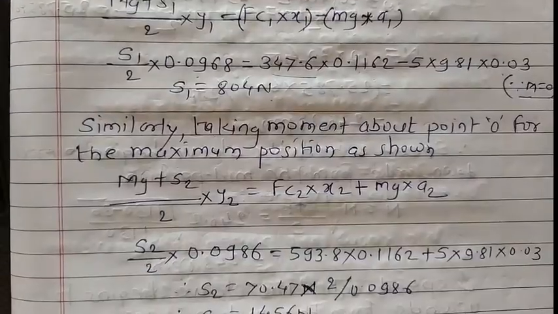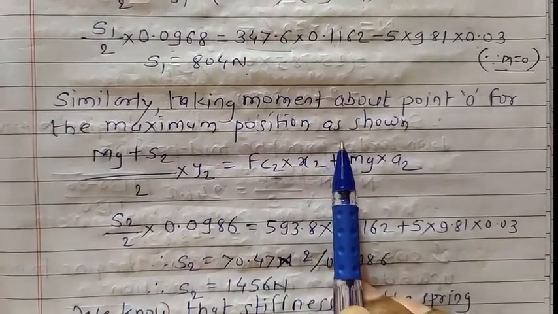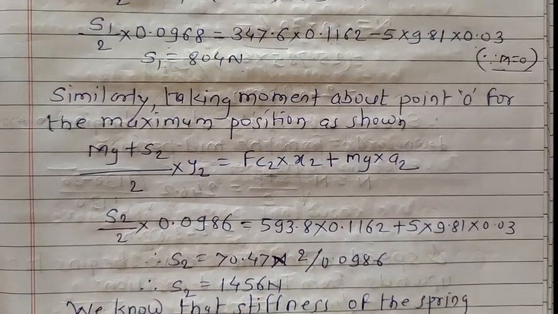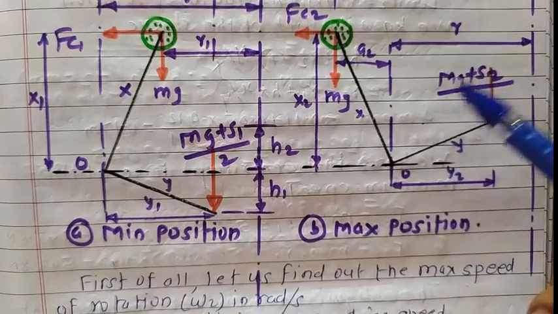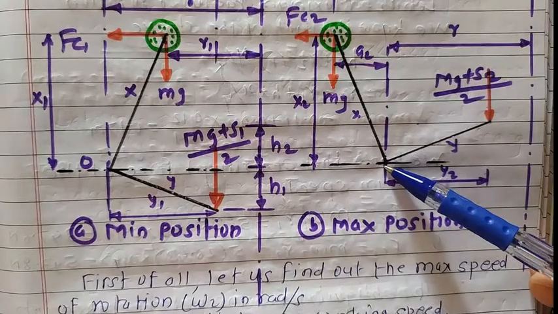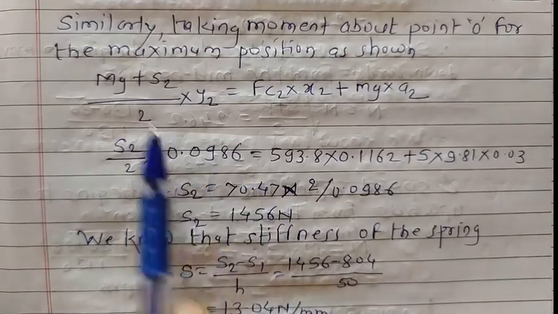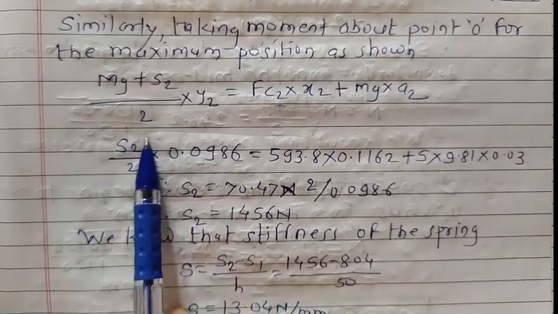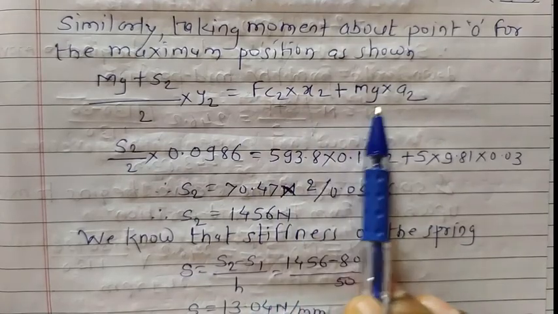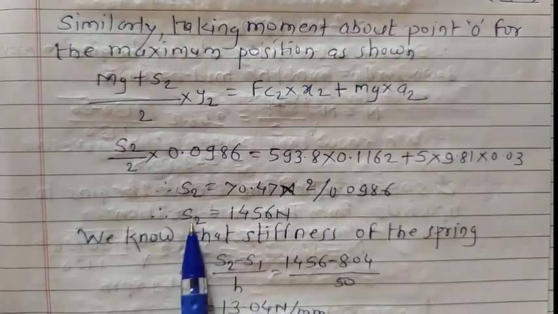Similarly, for the maximum position, take the moment of all the forces about the O point. Look towards the diagram: here you have to take the moment of this force and this force about this point. In this way you get the relation mg plus s2 divided by 2 multiplied by y2 equals fc2 multiplied by x2 plus mg multiplied by a2. Just substitute all the known values and get the value of s2.